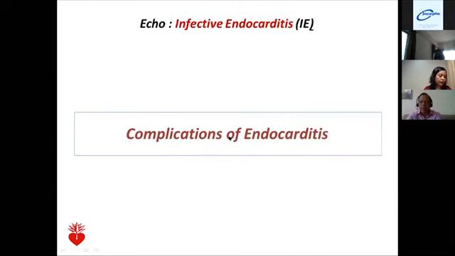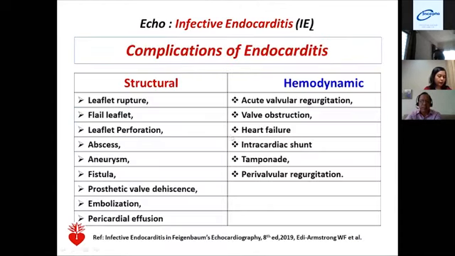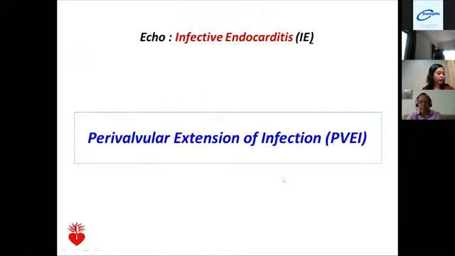Now, what are the complications of endocarditis? These are the structural complications, and these are the sequelae, the hemodynamic complications. What are the structural complications? Leaflet rupture, frayed leaflet, leaflet perforation, abscess, aneurysm, fistula, prosthetic valve dehiscence, embolization, pericardial effusion. And these are the hemodynamic consequences: regurgitation, valve obstruction, heart failure, intracardiac shunt, temporary perivalvular regurgitation.